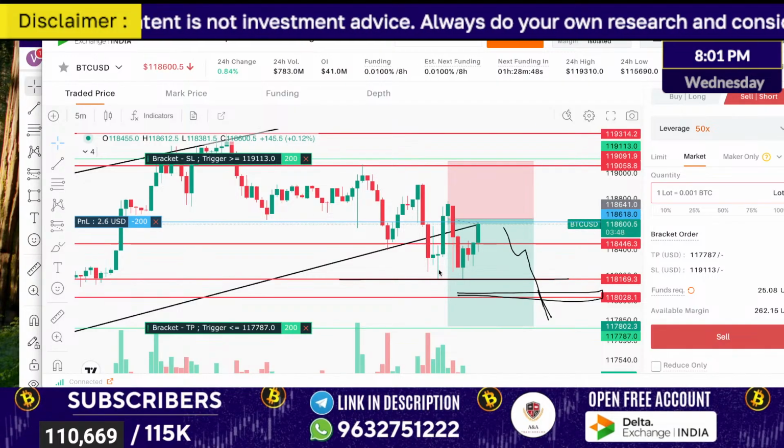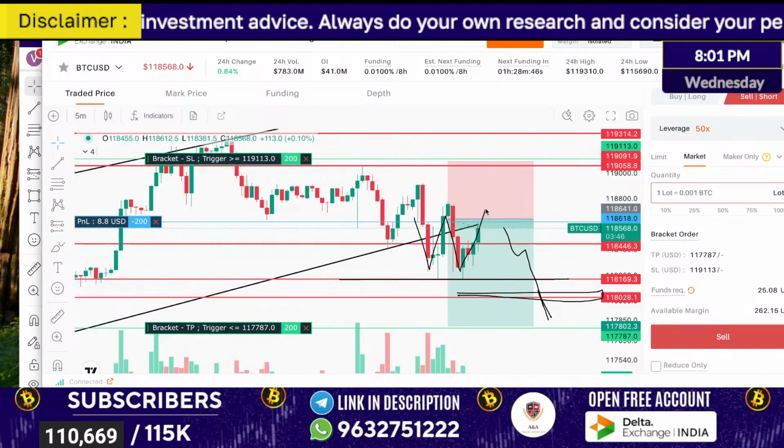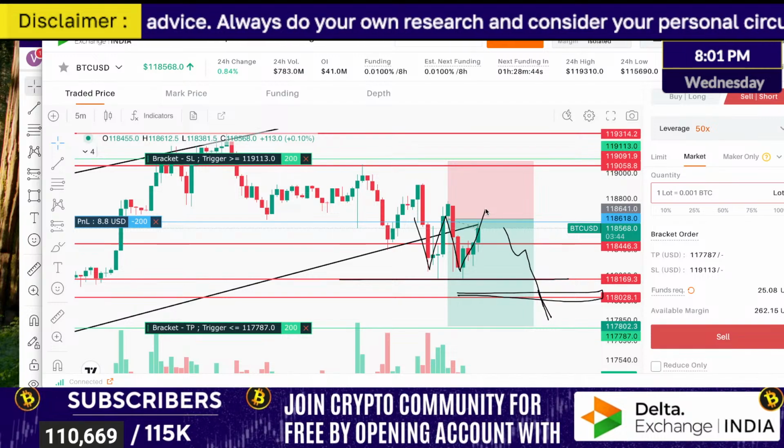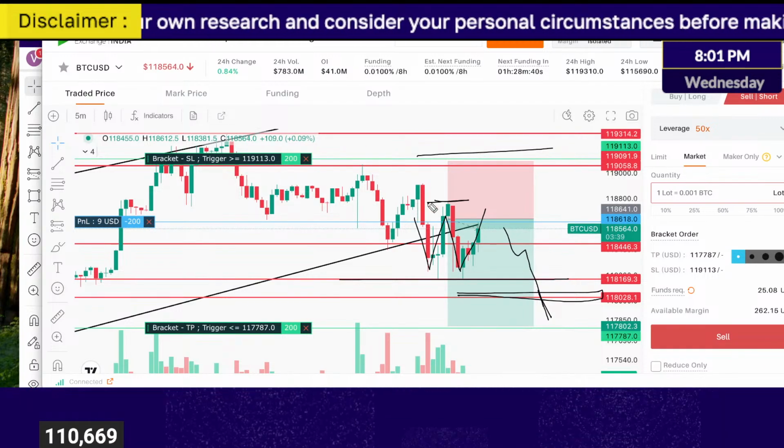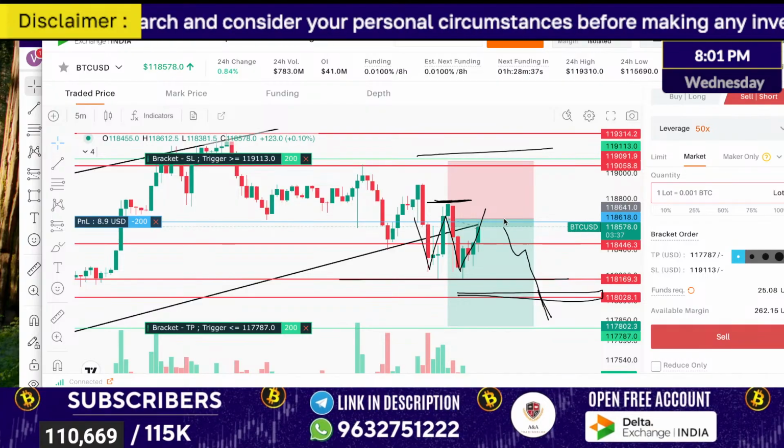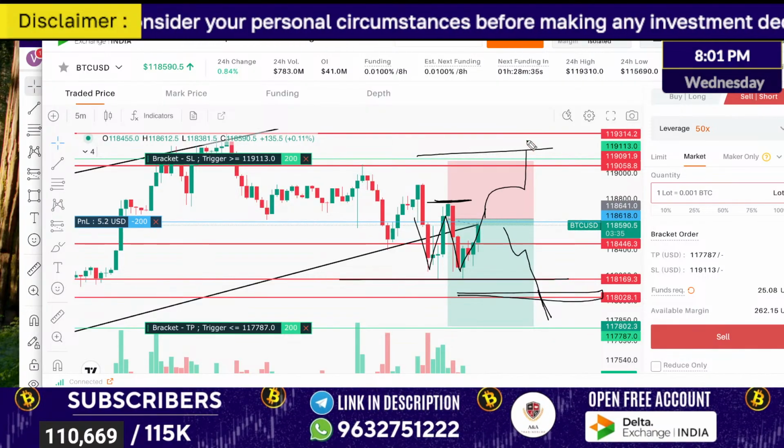Double bottom pattern, you can consider this as a W pattern. I'm not going to change the stop loss. Who wants to trail the stop loss here? If you want, if you are worried, you please do that. I'm okay to take this risk.